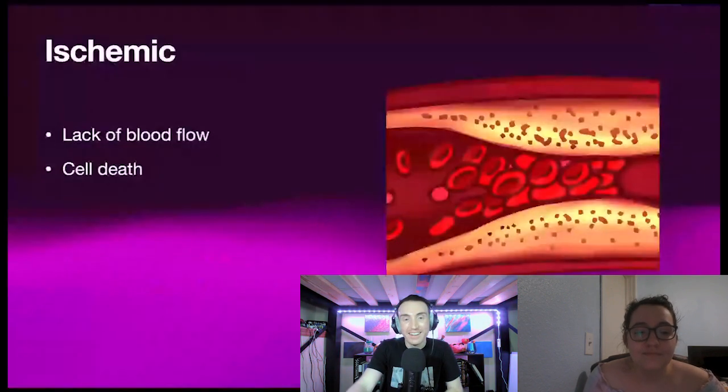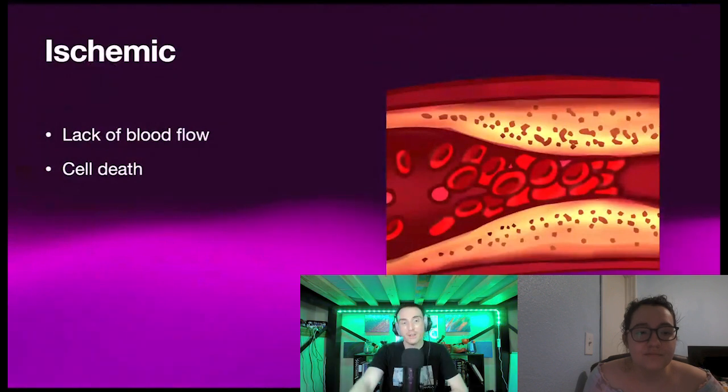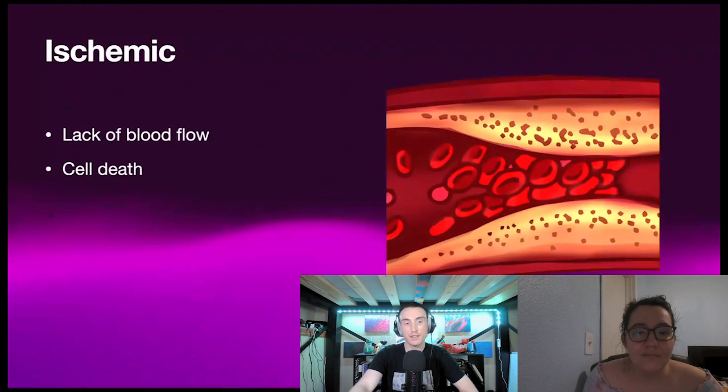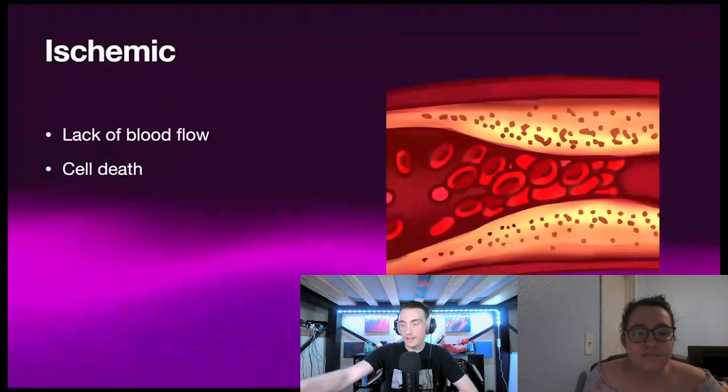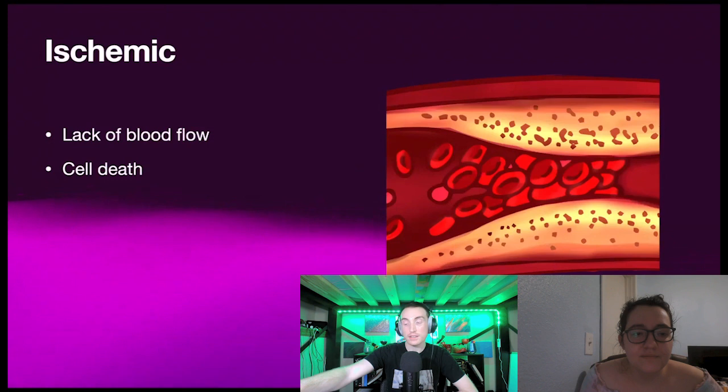But okay, so we'll start with an ischemic stroke, just a short definition. Ischemic stroke is a lack of blood flow, when arterial blood flow to the brain fails to meet metabolic demand, resulting in cell damage or death.